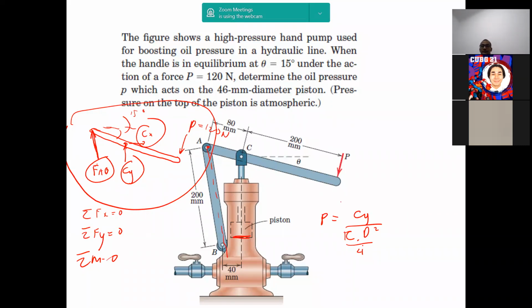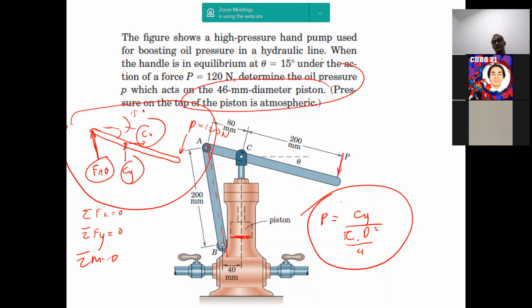Remember, guys, when you do this calculation, please be careful about the units, because here the diameter is in millimeters. If you divide Cy in newtons by millimeter squared, what you will get is newton per millimeter squared, which is equal to megapascal instead of pascal. Any question here, guys?